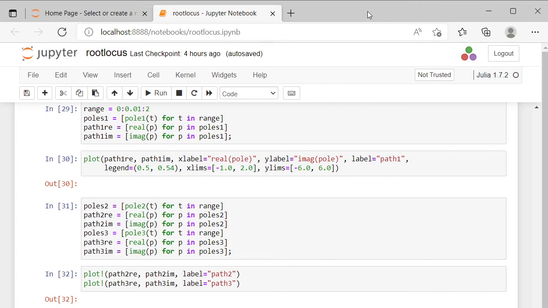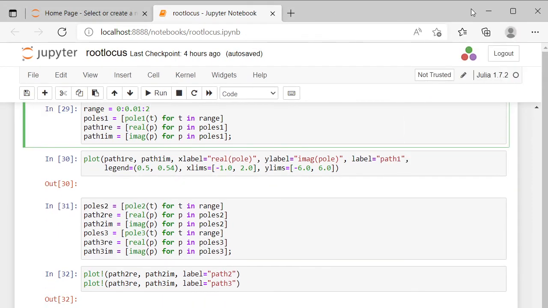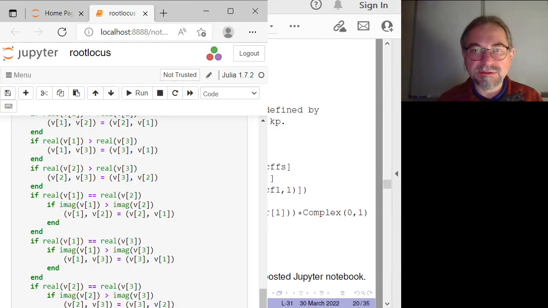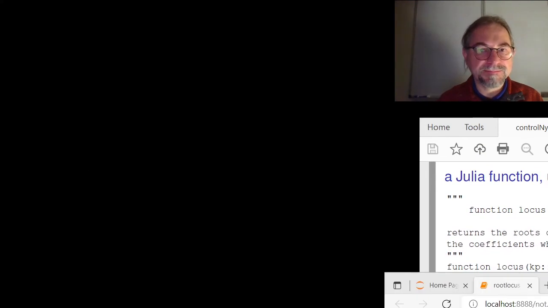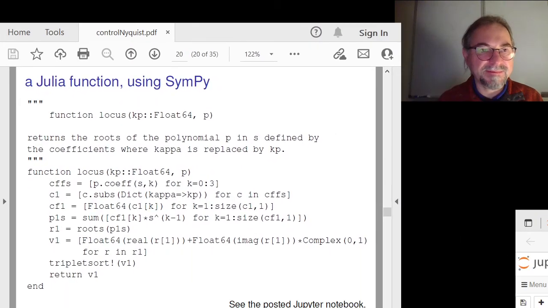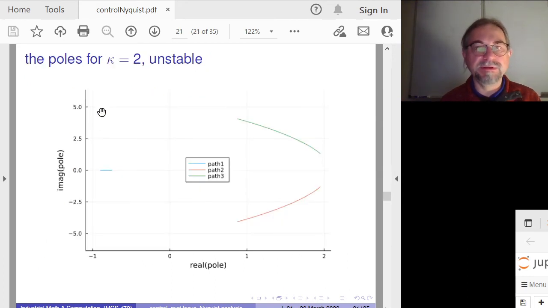Okay, let me pull aside this Jupyter notebook, if that's going to work. I have to resize it. Okay, oops. Okay, so here we go. This is the Julia function, the final result, and here you see the plots. So we have the three paths.